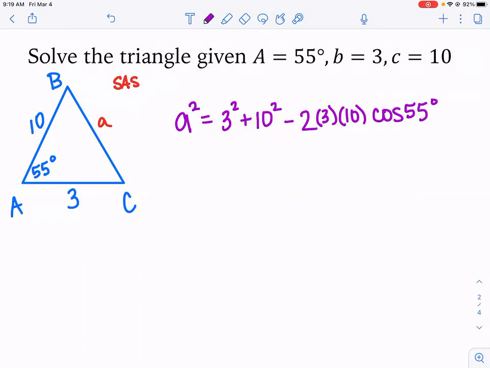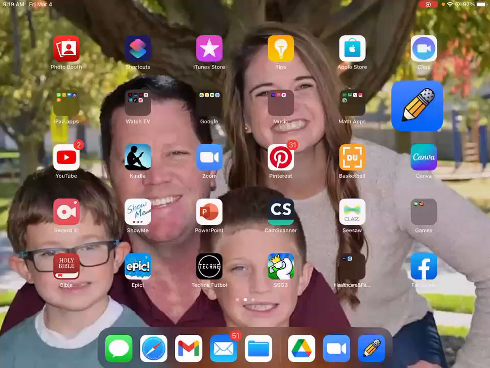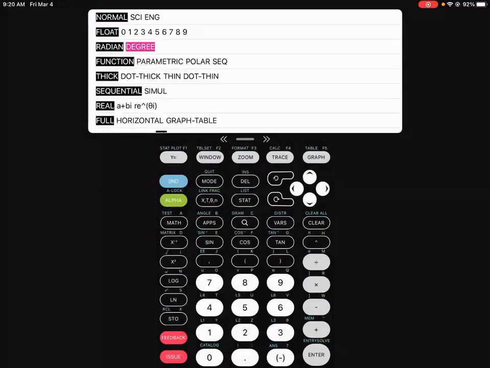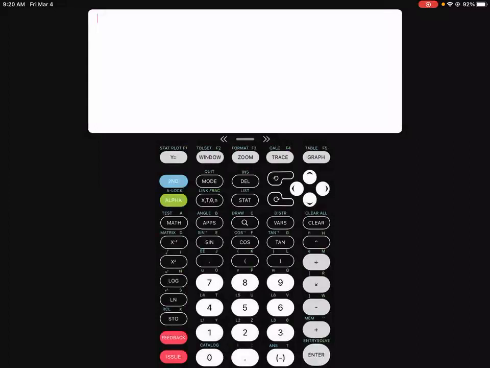This is what I want you to do. Go into your calculator, and we're going to type in everything on the right side of the equal sign, which was 3 squared plus 10 squared minus 2 times 3 times 10 times the cosine of, what was our angle? 55. This is what a squared equals.